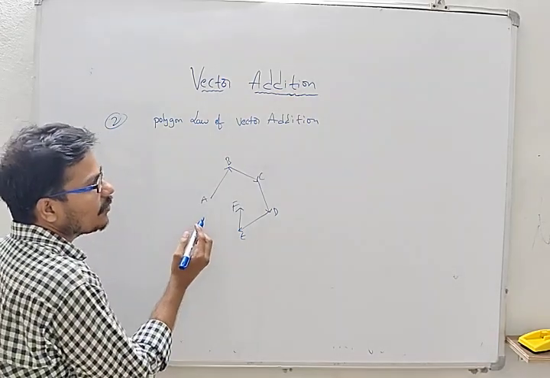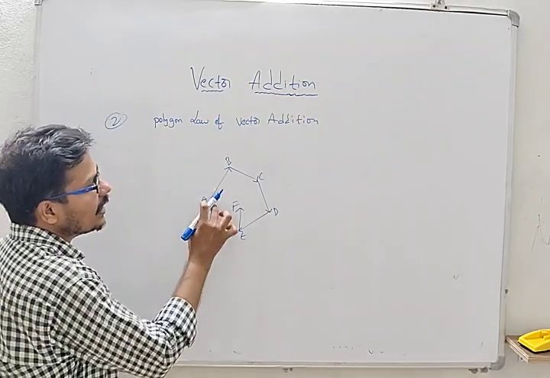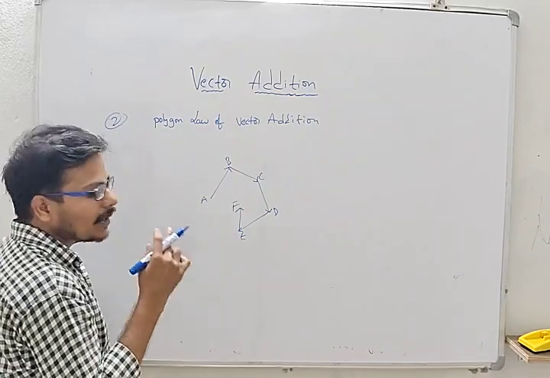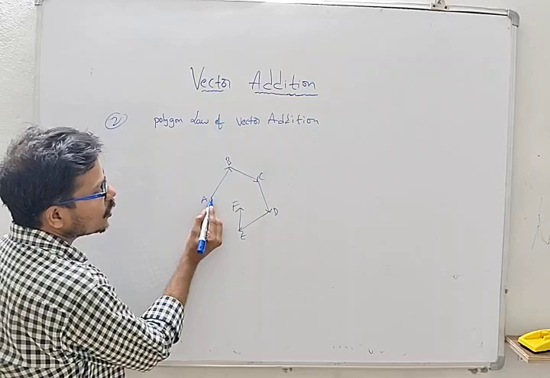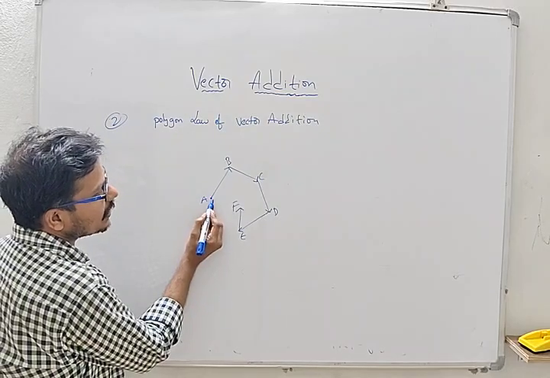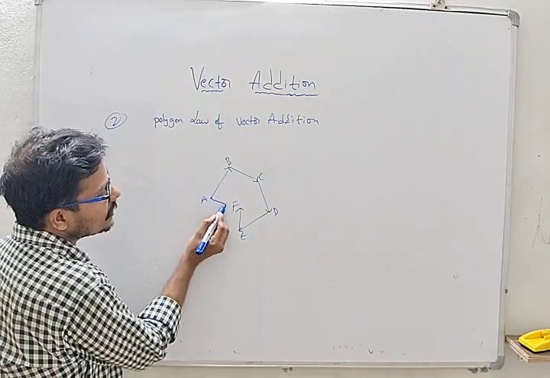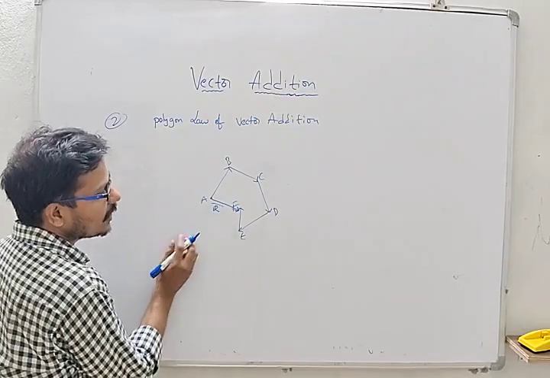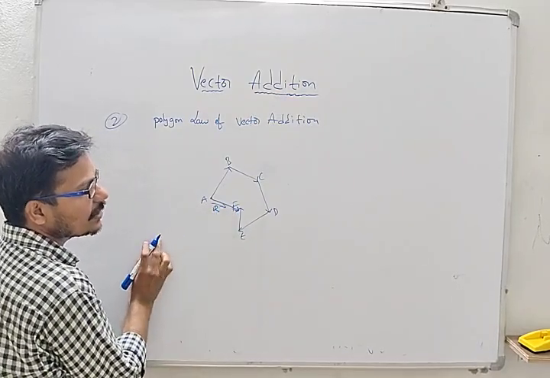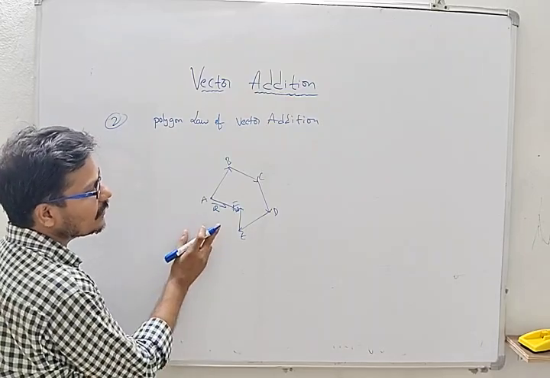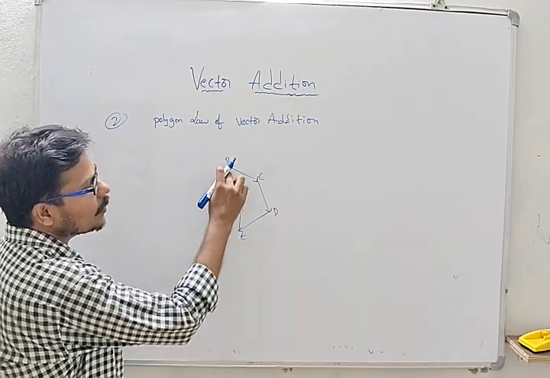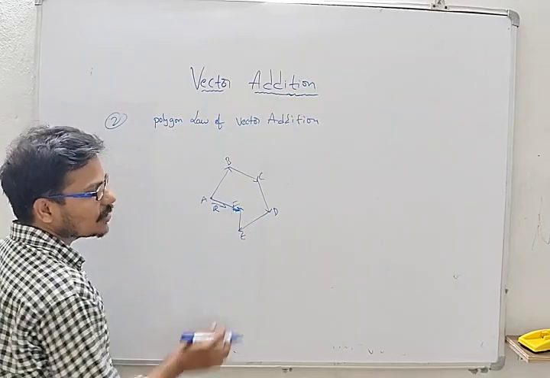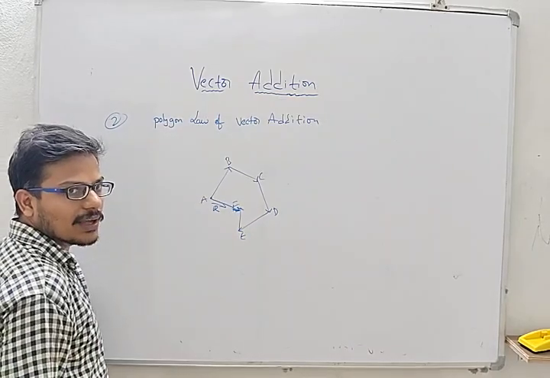Now, when we want vector addition, we have to add all of these. Vector means shortest path. Vector is the shortest path. So the resultant of this vector addition is nothing but this. The resultant of vector addition must be opposite to the direction of the remaining vectors.